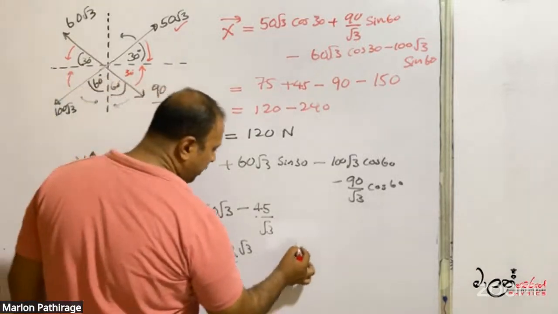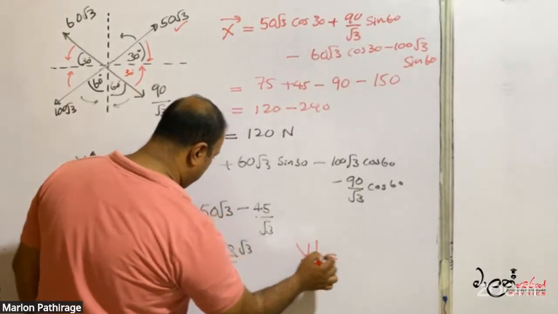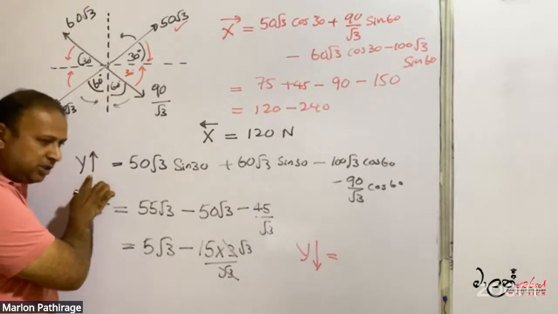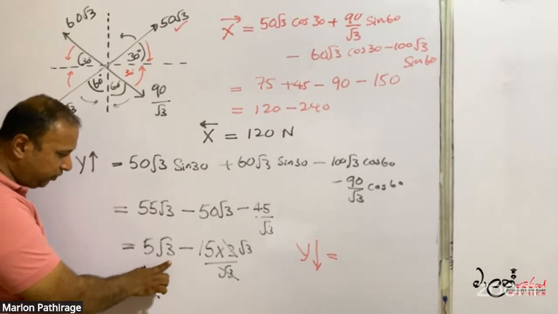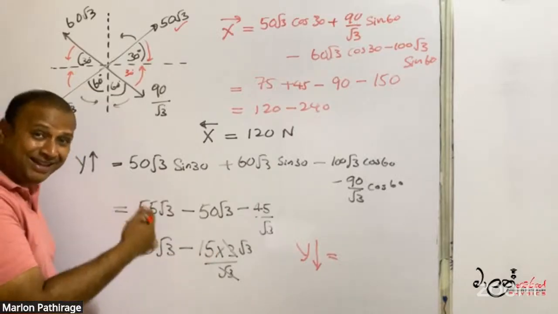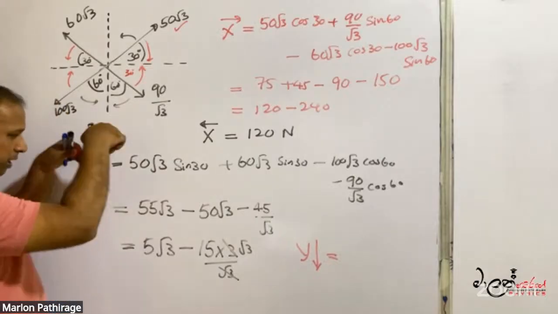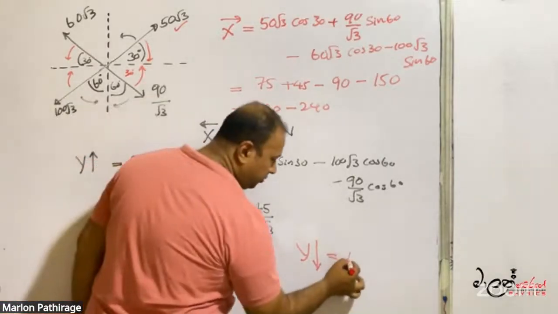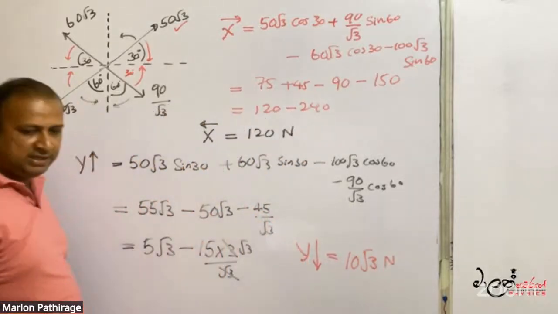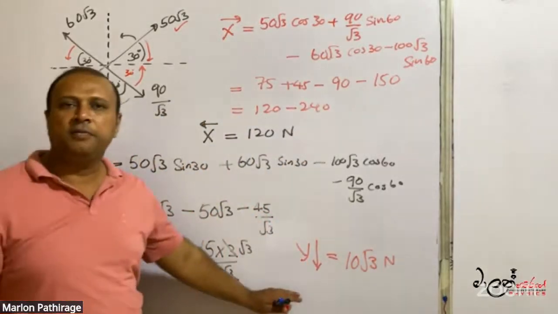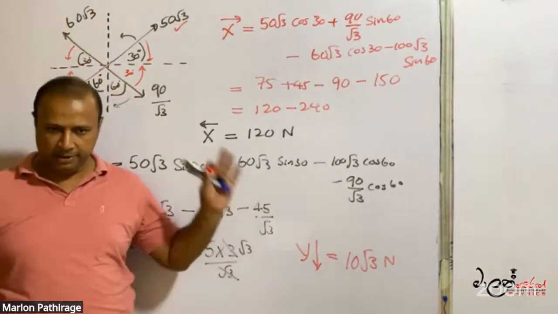Therefore, y component is in downward direction, not in upward direction, because now this is minus. 5 root 3 minus 15 root 3 means minus 10 root 3. Therefore, it should be into the other direction, 10 root 3. Is that clear? If you got my calculation, please raise the hand.